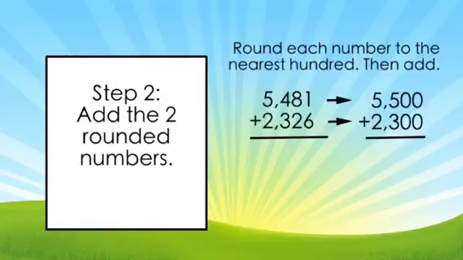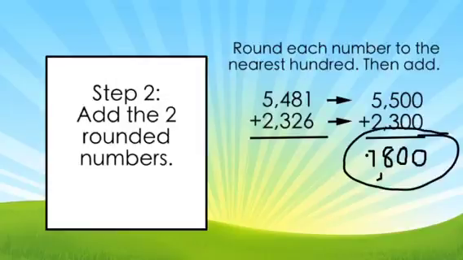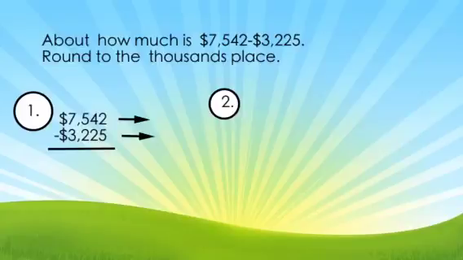So I'm going to start right here. 0 plus 0 is 0. 0 plus 0 is 0. 5 plus 3 is 8. And 5 plus 2 is 7. And start right here, go 1, 2, 3, and put a comma. And that's my answer.